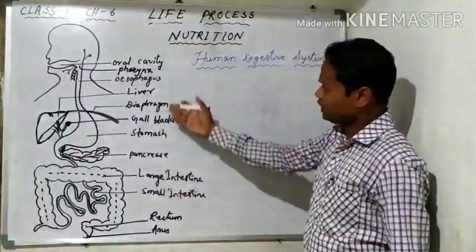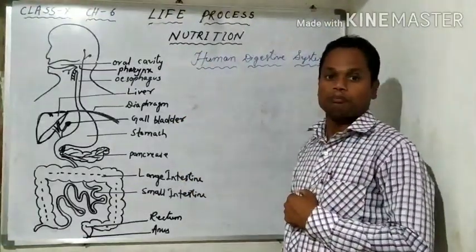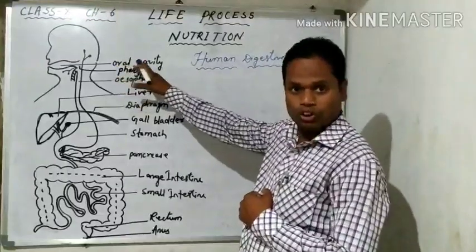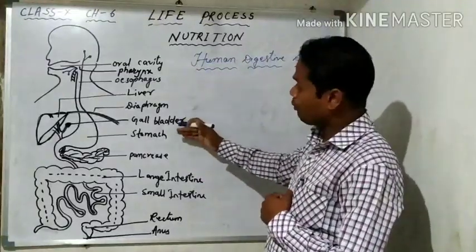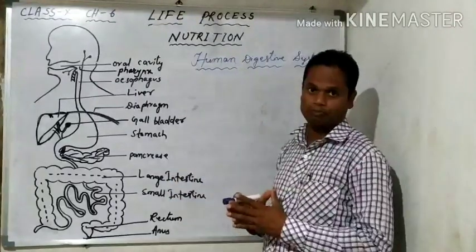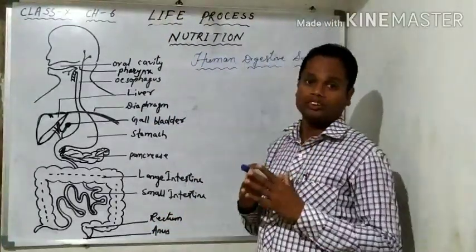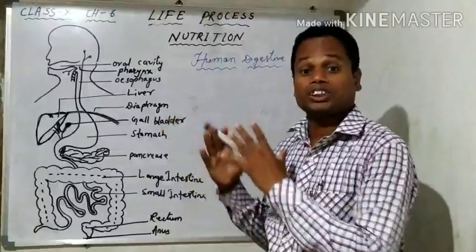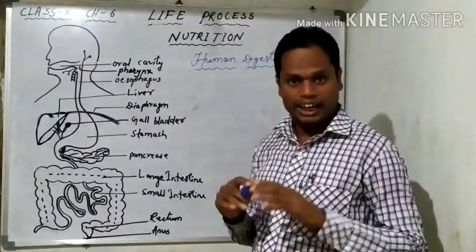Okay? So, see my students, this is the diagram of the human digestive system. The parts are the mouth or oral cavity, pharynx, esophagus, stomach, small intestine, large intestine, rectum, anus, etc. All the parts play a vital role in the process of digestion. We will discuss one by one very properly the structure of the human digestive system. At first, we will discuss the mouth and oral cavity.